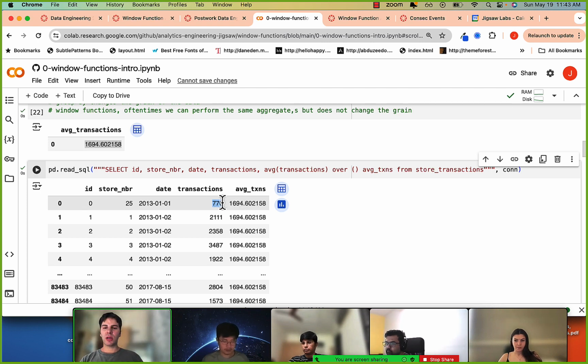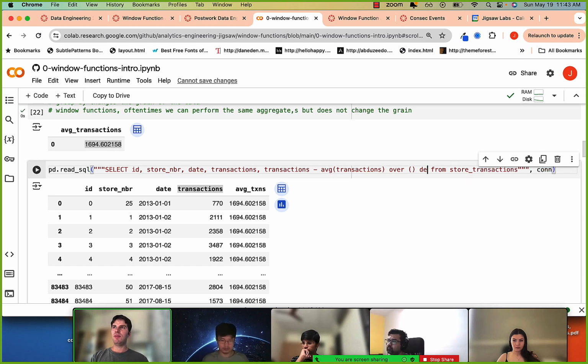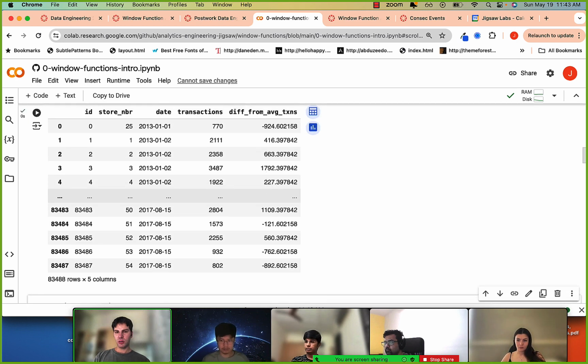Well, let's say you want to compare. We can see that there's 770 transactions here, but you maybe want to get a sense of, is this high or low, right? So what's the deviation from the mean? You can do something like that with a window function, okay? So we'll say the number of transactions minus average transactions, and then we'll call this the deviation from average transactions, okay? Or difference. Let's call it difference.